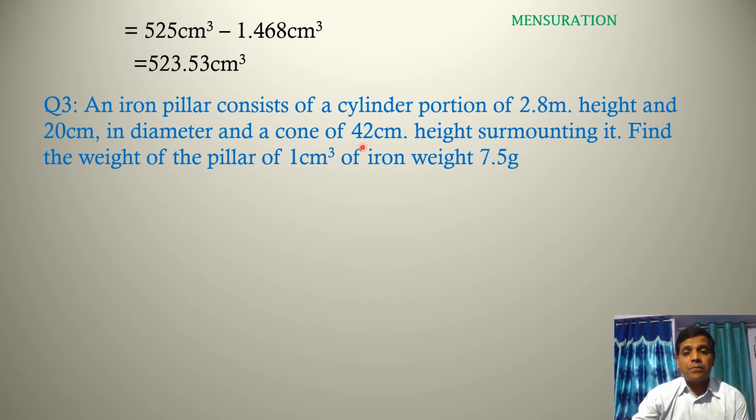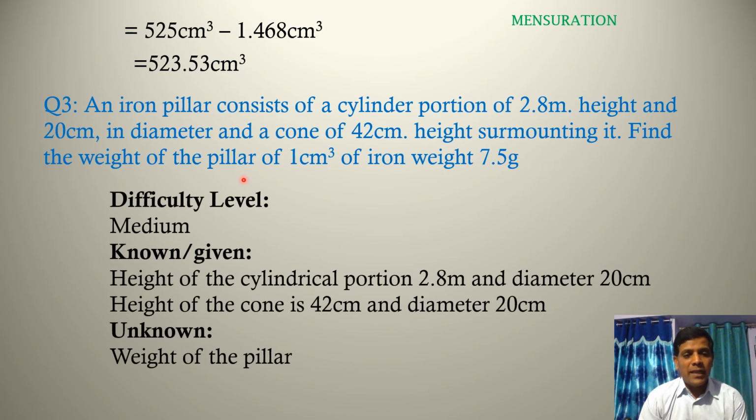Find the weight of the pillar, given that 1 centimeter cube of iron weighs 7.5 grams. Iron weight for 1 centimeter cube equals 7.5 grams. Find the total weight of the pillar; this is the unknown value. So coming to the analysis part, write down the analysis. Based on the question, this is a medium level question.